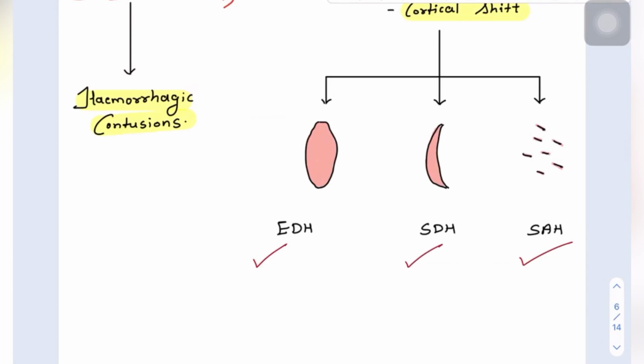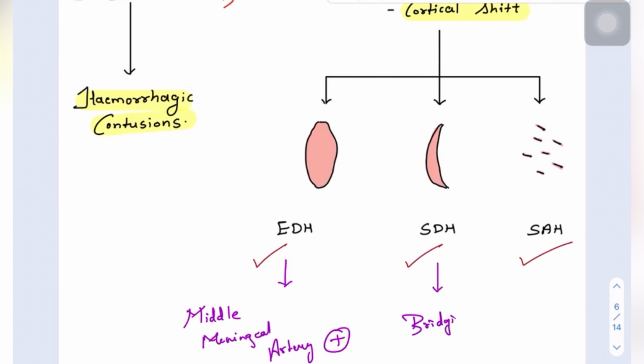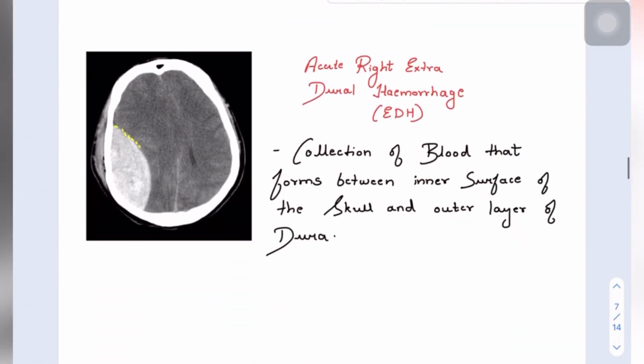Epidural hemorrhage is the collection of blood that forms between the inner surface of the skull and the outer layer of the dura. Okay. And the important thing you have to remember here, the middle meningeal artery is present here. In subdural hemorrhage, bridging veins are involved. Okay. Just try to remember.